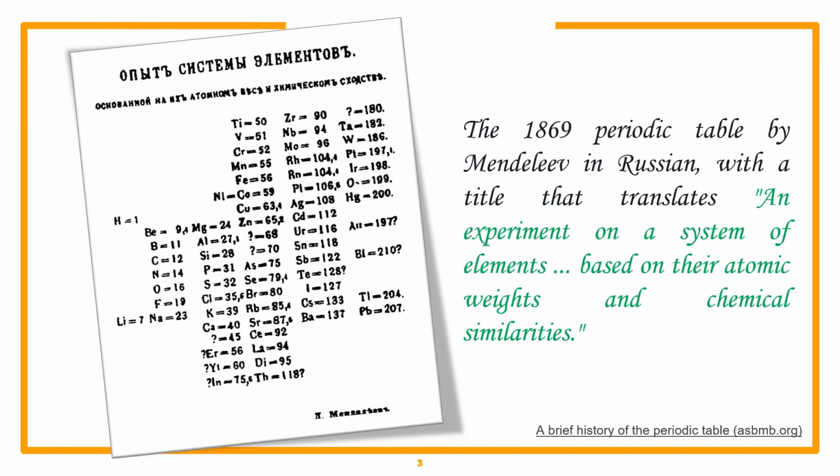The 1869 periodic table by Mendeleev in Russian, with a title that translates to "An Experiment on a System of Elements based on their atomic weights and chemical similarities." So you can see this is the form of the ancient periodic table.